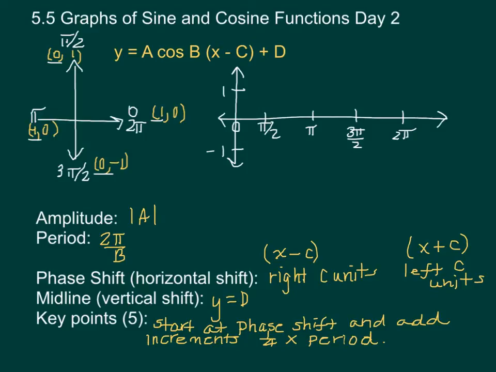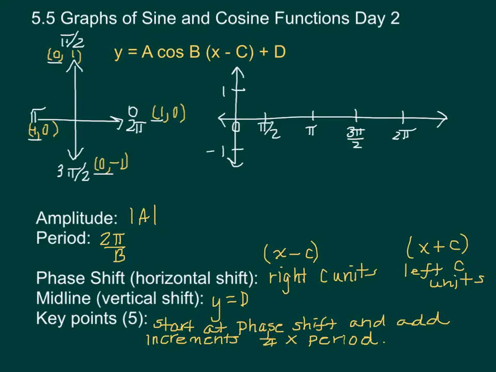Graphs of sine and cosine functions, day 2. In this lesson, we're going to look at the cosine graph. So what I did was write the general form, and on the left you're going to see my unit circle, and notice on the coordinates I underlined the x-coordinate because that represents cosine.